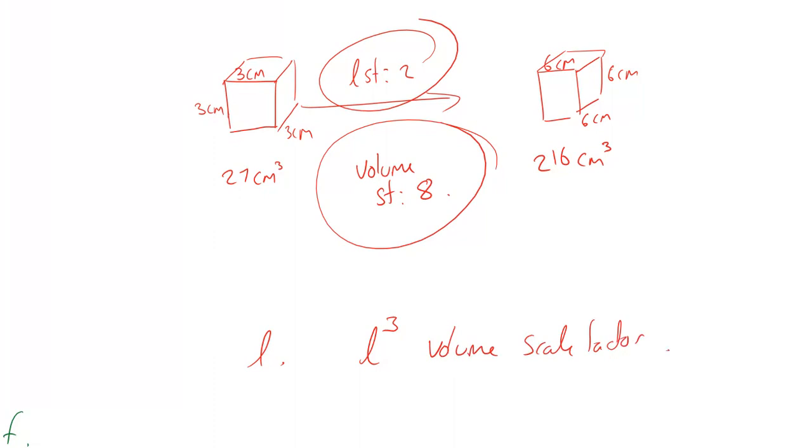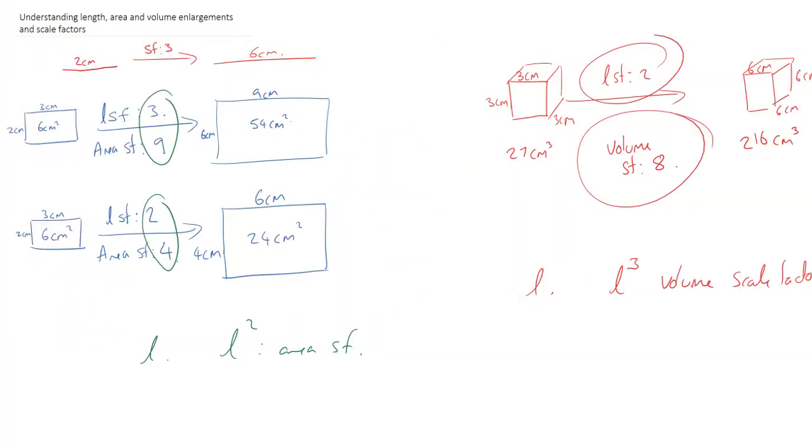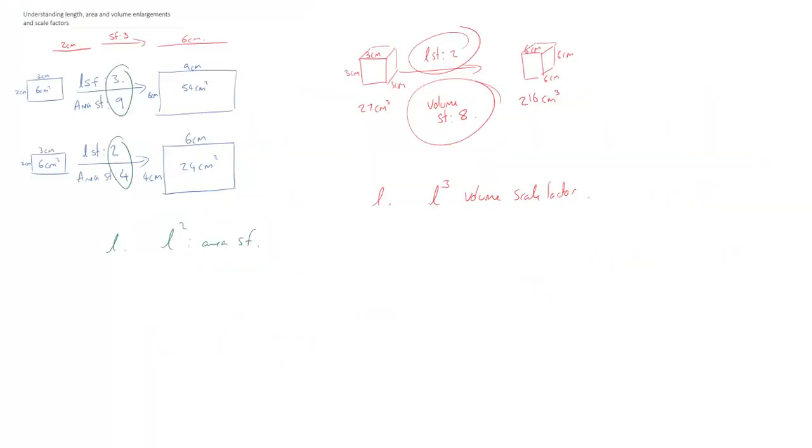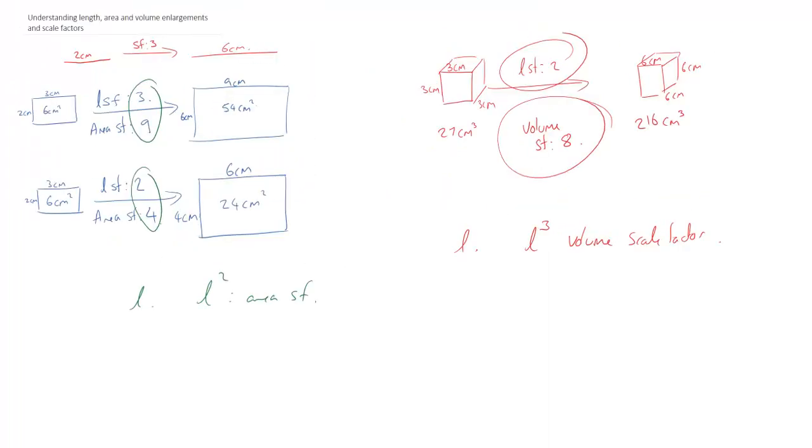Okay, so this is what's happening. When I enlarge a shape with scale factor 2, its area will get 4 times as big, its volume will get 8 times as big. If I increase a shape size with a scale factor of 5, then any area will increase by a scale factor of 25 and its volume increase by 125, whatever that original number was cubed. That's how we can work between length, area, and volume and think about enlargement.